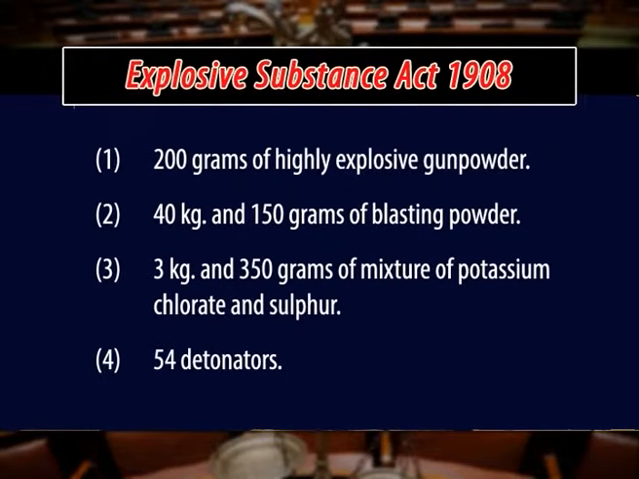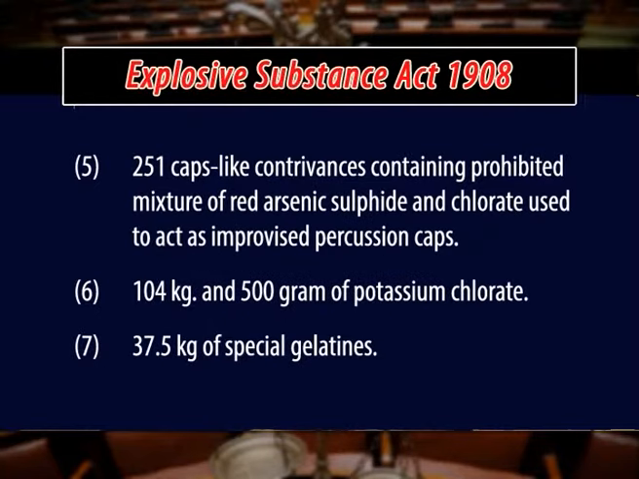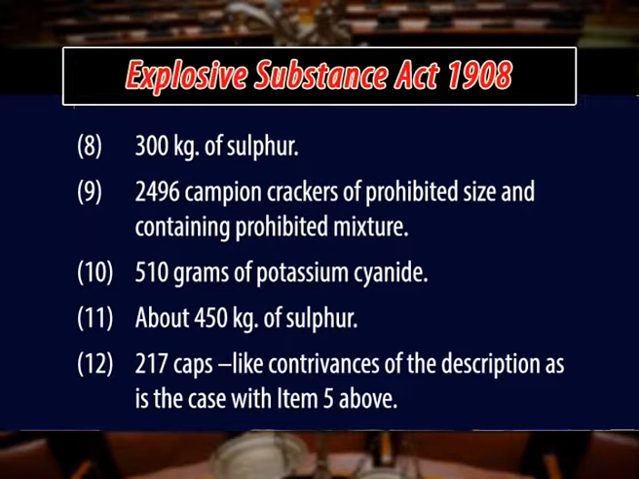First, 200 grams of highly explosive gunpowder. Second, 40 kilograms and 150 grams of blasting powder. Third, 3 kilograms and 350 grams of a mixture of potassium chlorate and sulfur. Fourth, 54 detonators. Fifth, 251 cap-like contrivances containing a prohibited mixture of red arsenic sulfide and chlorate, used to act as improvised percussion caps. Sixth, 104 kilograms and 500 grams of potassium chlorate. Seventh, 37.5 kilograms of special gelatins. Eighth, 300 kilograms of sulfur.